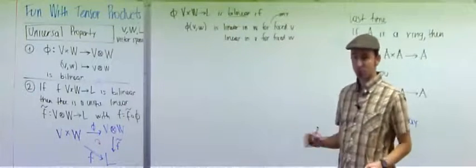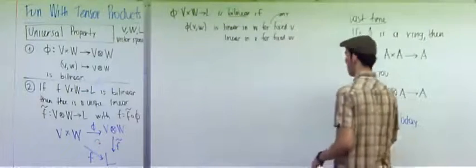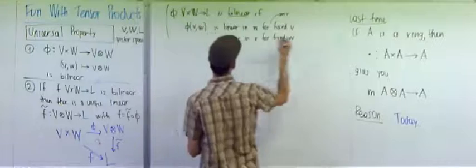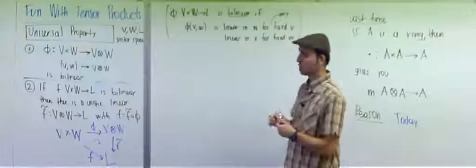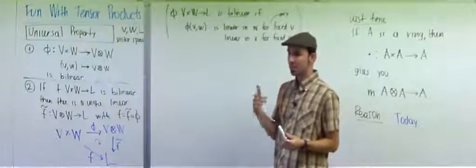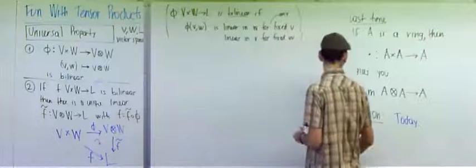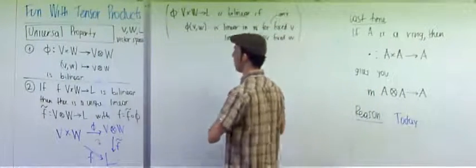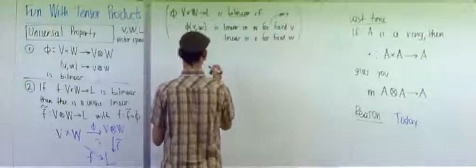Okay, so that's the universal property, and an extremely important property. Maybe I'll keep the definition of bilinear here. And so what we're going to do is first prove this property, and then use this property. Okay? So, proof.